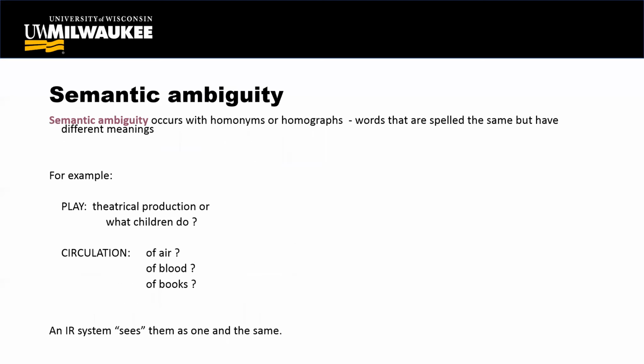And semantic ambiguity: sometimes they use the same term, but with different meanings. For example, play could be a theater, a theatrical production, or the children's play. When we talk about circulation of air, circulation of blood, circulation of books, they're different. But the system doesn't know the semantic ambiguity. They only see the term circulation, they only see the term play. So that's also problematic.